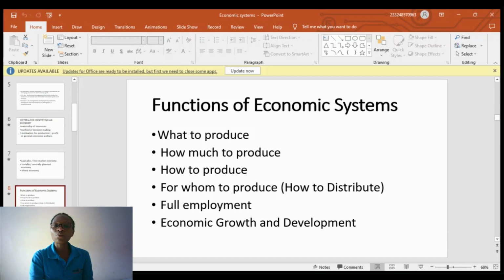So one of the functions is to know what to produce. What exactly do you want to produce in your country? How much do you want to produce? How are you going to produce? For whom, or how to distribute the goods? Then you want to attain full employment. What I mean by full employment is that you want to make sure every resource, including human beings in your country, is fully put to use. None of them is lying down idle.